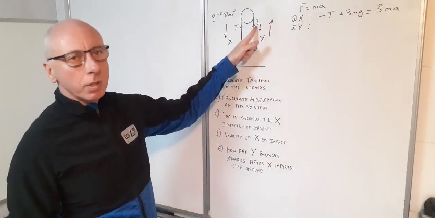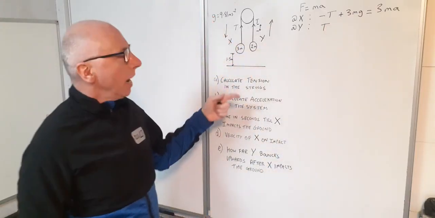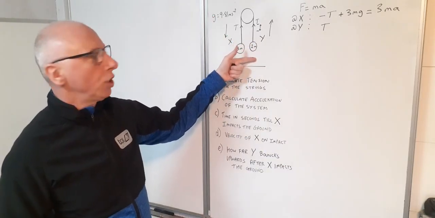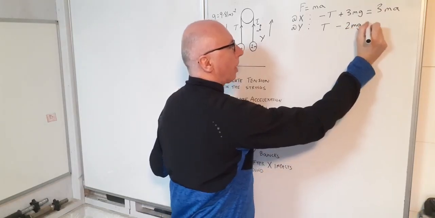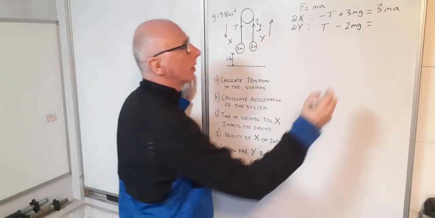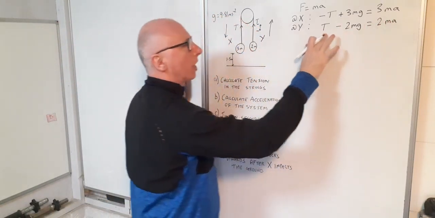Then here on side y, the travel is going upwards, so T is going in the same direction, so in this case T is positive. And the weight of the block pulling down is minus 2m times g, so it's minus as it's going against the direction of travel. And mass times acceleration will be 2ma. And then what we've got to do now is solve for a and solve for T.